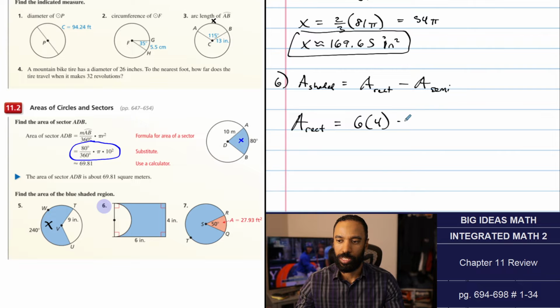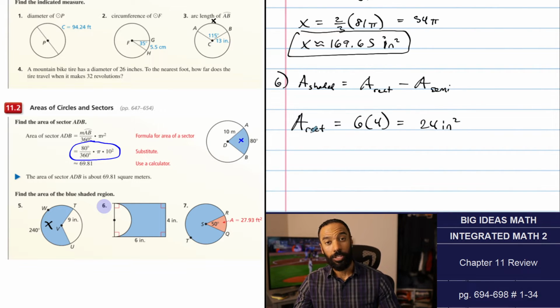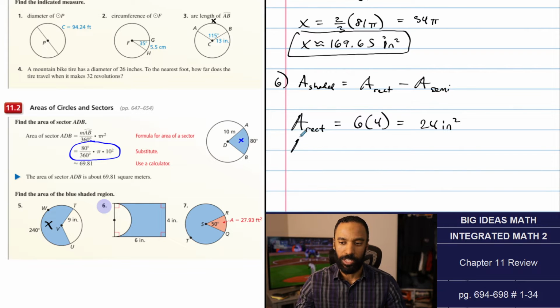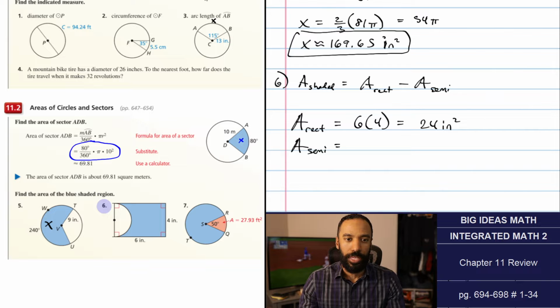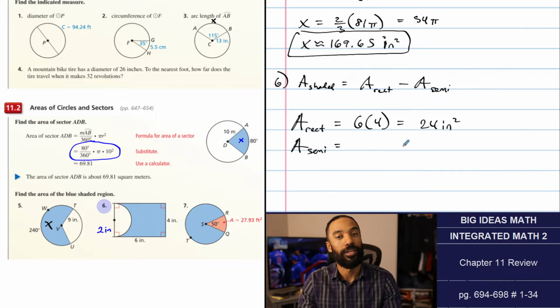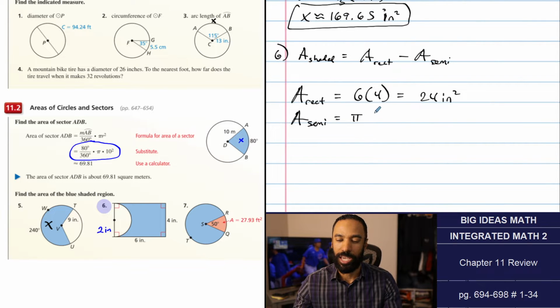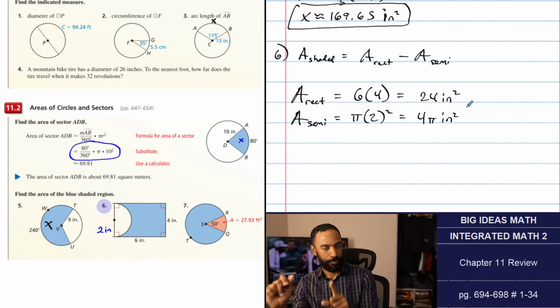6 times 4, you get 24 square inches. You're going to get used to the volume stuff when we do them by me breaking this stuff down like this quite a bit. The area of the semicircle, here's the thing. The diameter is 4 because this guy's 4, so is this. Therefore, the radius is 2. I can't use diameter in my formula. I've got to use radius for it. It's pi r squared, so pi times 2 squared, 4 pi square inches.